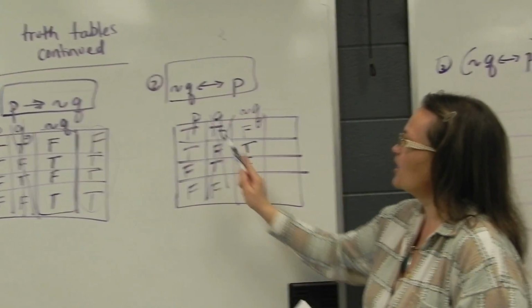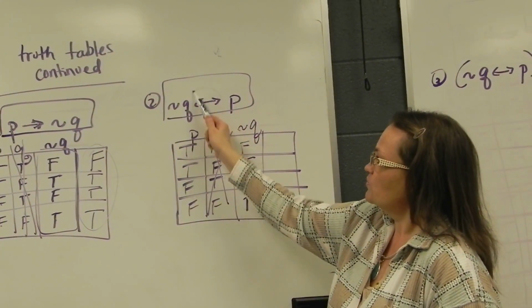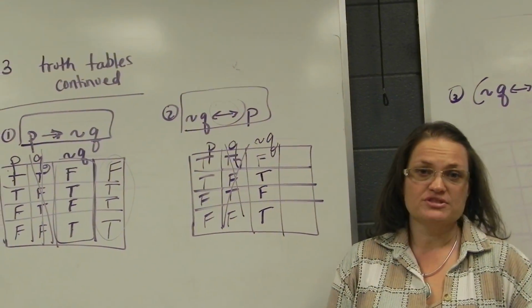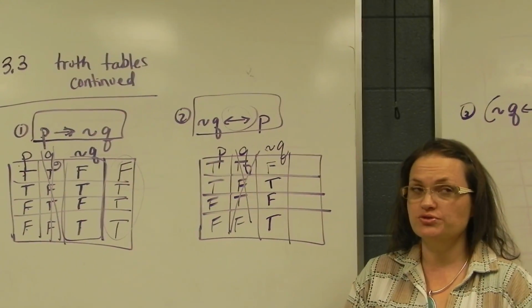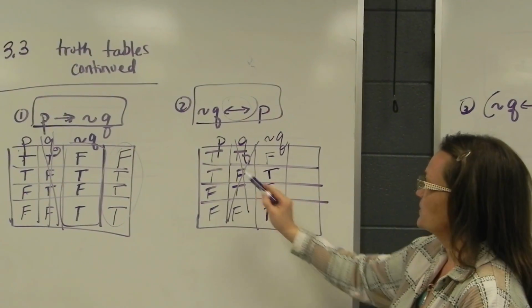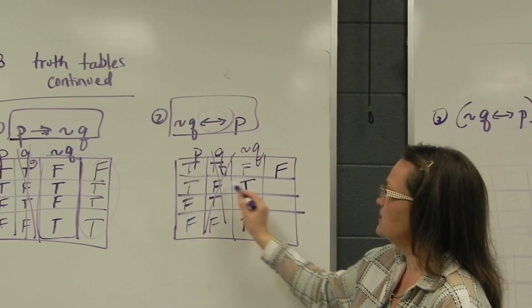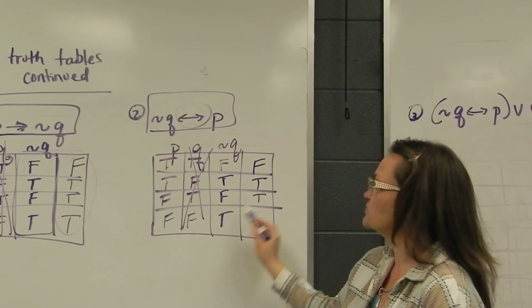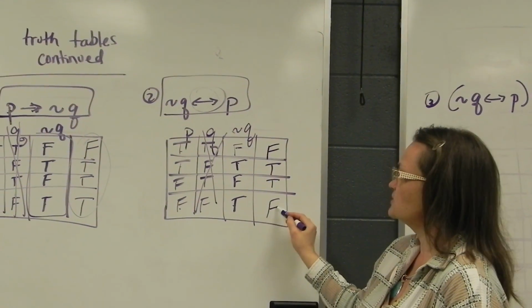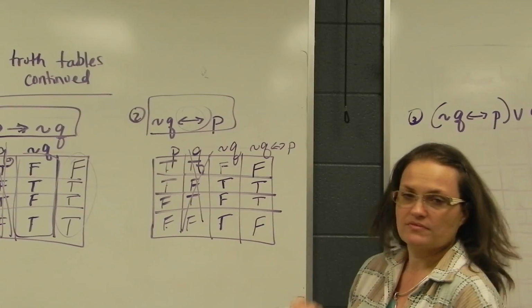You're not using the Q column, you're using the not Q and the P. Remember the rule for a biconditional says they have to have the same truth value, either both F or both true to get a true. So we have a T and an F, so that's going to be false. T and T is true. Even F and F is true in a biconditional. And F and T is false. And I guess I should have put over the column what we were doing.